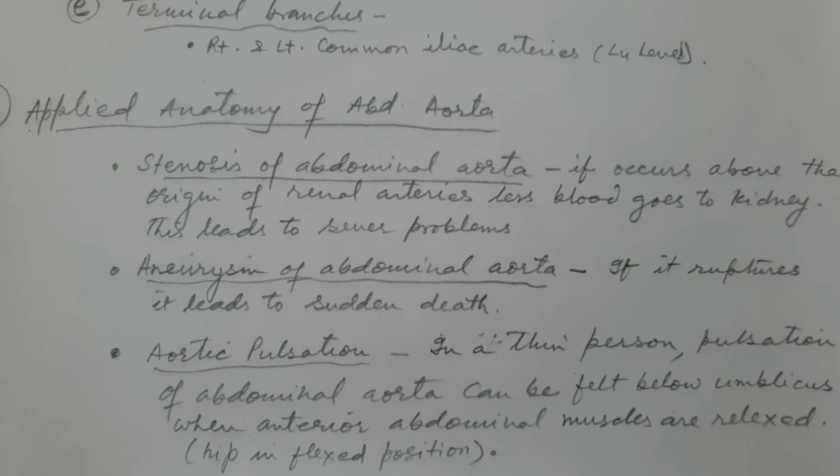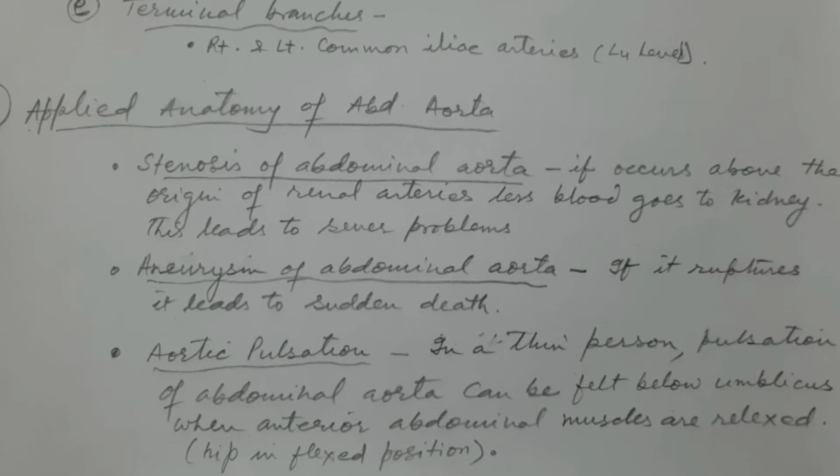The second applied anatomy of the abdominal aorta is the aneurysm. What is an aneurysm? Aneurysm is a localized dilatation, thinning out of the wall of the aorta and its dilatation. So it may be a swelling or ballooning from the side, from the front, or the posterior, from anywhere. Usually it is close to the bifurcation, the formation of the common iliac arteries, or near the renal arteries origin.